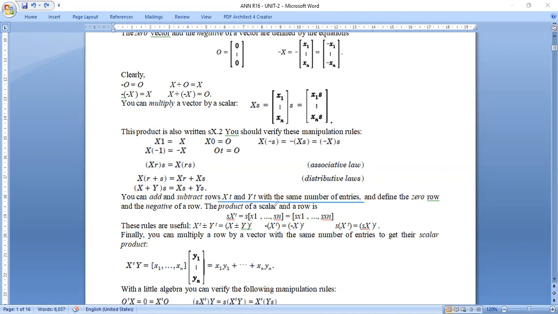The product of a scalar and a row: if you have the scalar value s and the horizontal row x^T, then s times x^T gives the same result. We have already seen one example of this. This is for a row; previously we saw it for a column, isn't it? Scalar times the horizontal row data, and then you will get the result like this.